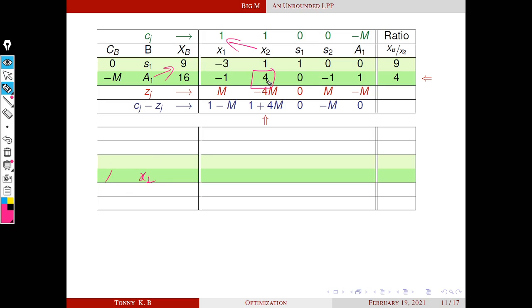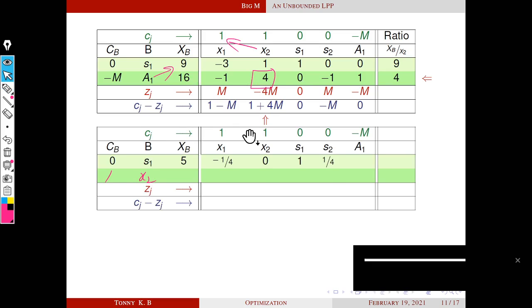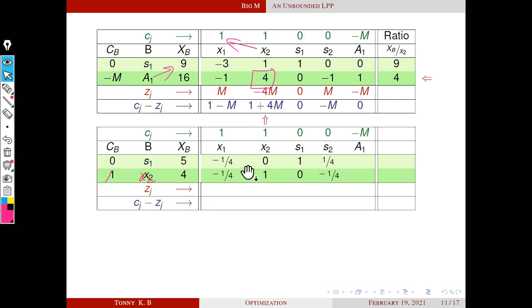We have to make this 4 as 1 by dividing this row with 4. So these are the corresponding changes, 1 and 0, like this. First of all we convert this 4 as 1. Then using the 1 we can easily make this as 0, because already here also 1. So you simply take R1 minus R2. R1 minus R2 gives 0. No need to compute the column corresponding to the artificial variable, because the artificial variable leaves the basis. Once it leaves the basis, we no need to compute the column corresponding to the artificial variable.